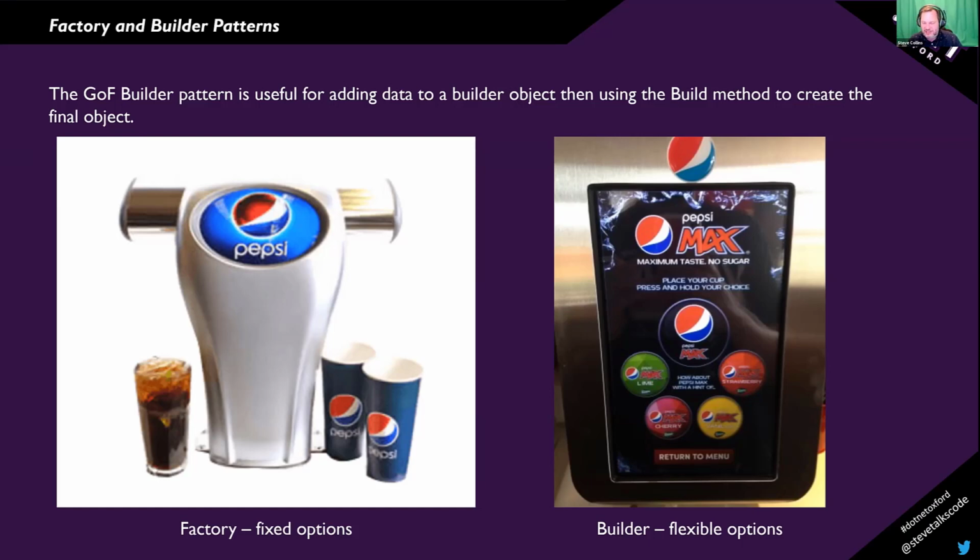Now, whilst that dispenser is dropping the liquid in bit by bit, the builder pattern keeps that all inside itself until you call the build method. And at that point, that's when it will put it all together and give you your instance.